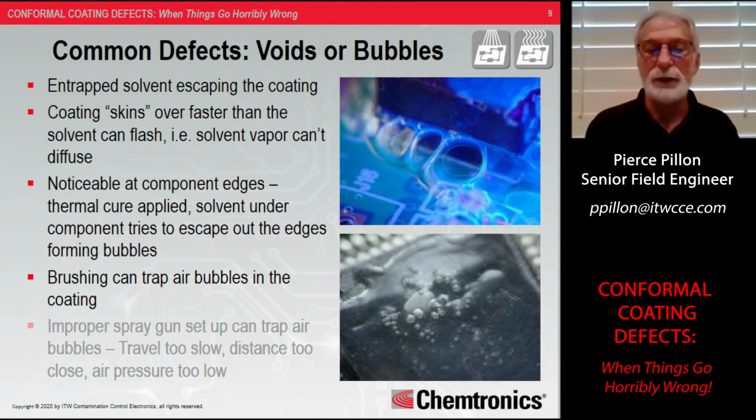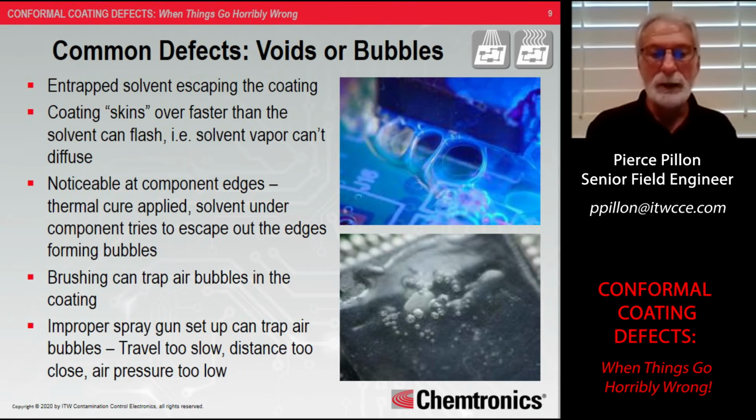Now, if you're brushing, when you dip your brush in the coating, it can trap bubbles between those bristles. And then when you make your pass with your brush, it releases that coating with the entrained air bubbles in there. And sometimes those bubbles will dissipate as the coating levels out, and sometimes they become trapped. So that's a condition to warrant further inspection.